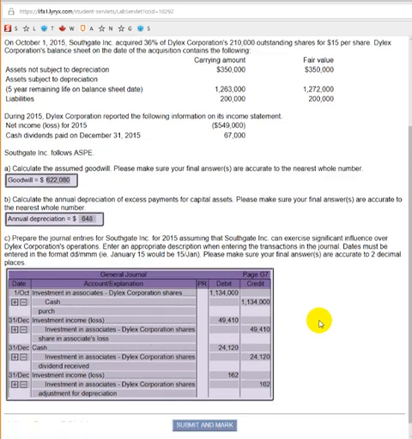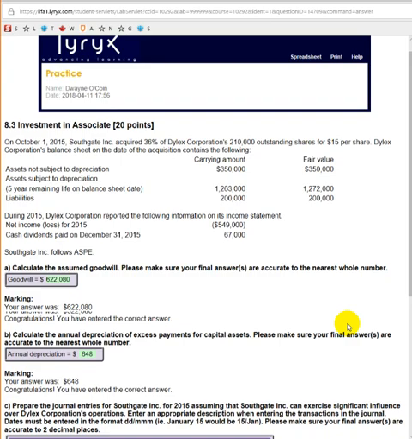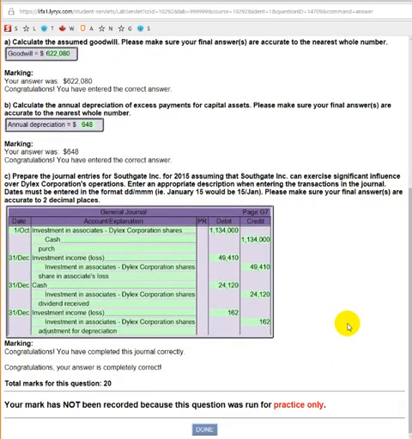Let's see what Lyrics thought of all of this. Do we need to show you any calculations? Hopefully you can scroll back and see the calculation of the goodwill. Let's see what they have to say. Likes the goodwill, likes the depreciation annual number, likes all our journal entries. Our answer is completely correct. We're done.